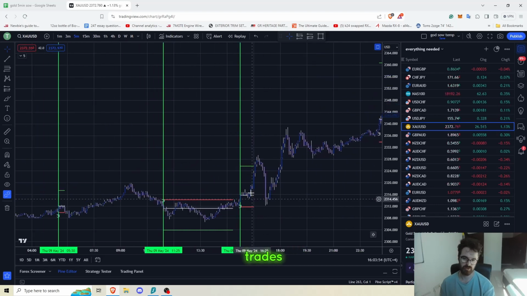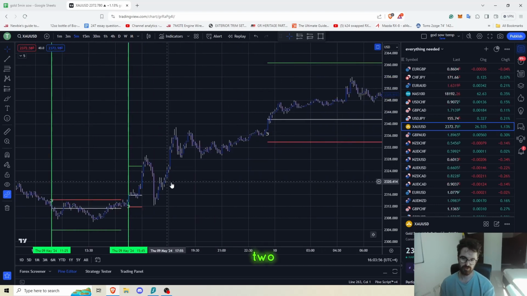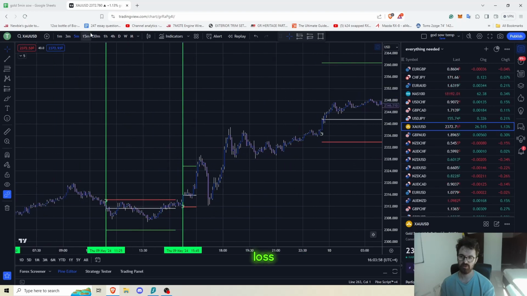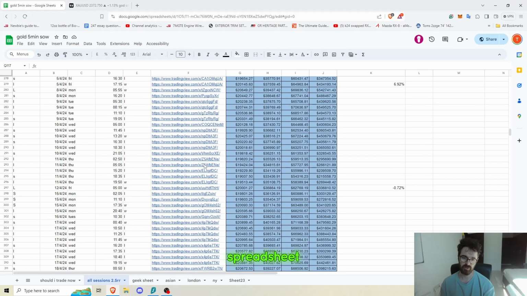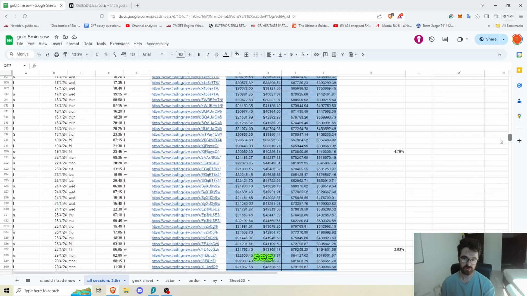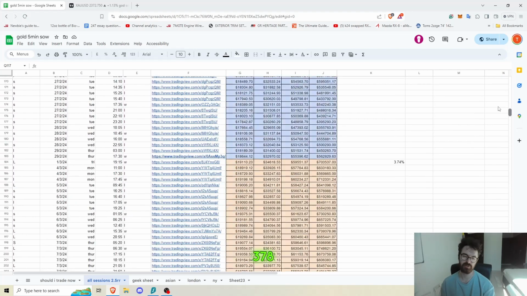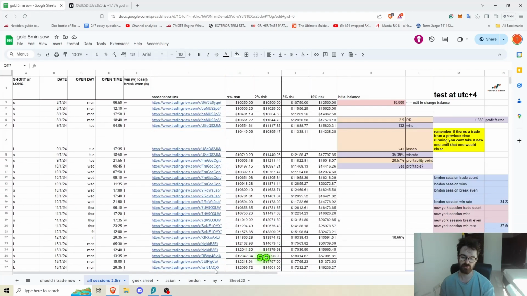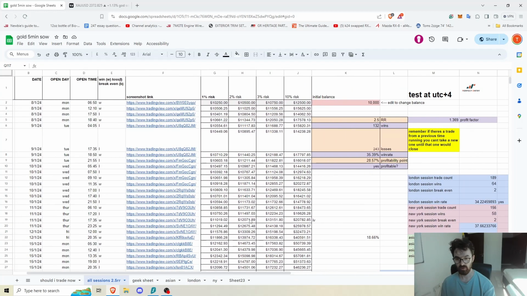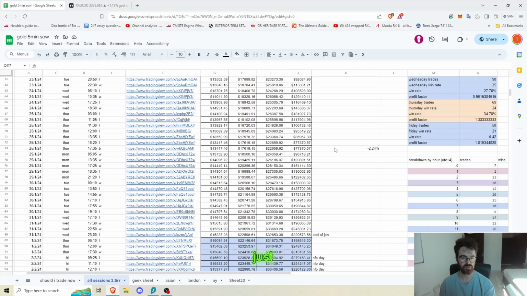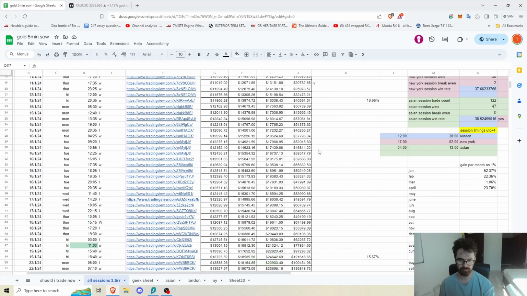Here are some other trades. The last two trades of this week have been wins, then it was a loss. If I go to this spreadsheet, you'll see that we have gathered 378 trades of live data so far. We've been tracking them at a 1% risk per trade, 2% risk per trade, 3% risk per trade, and 10% risk per trade, just so that you can see how it changes over time.